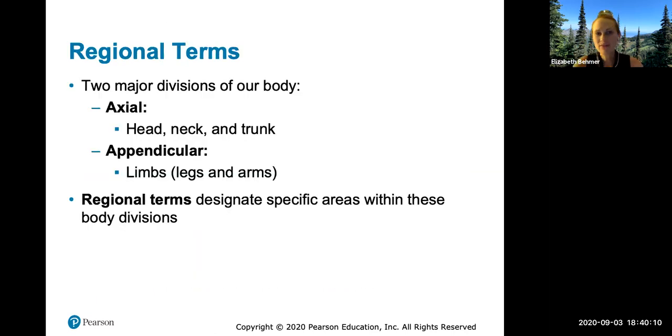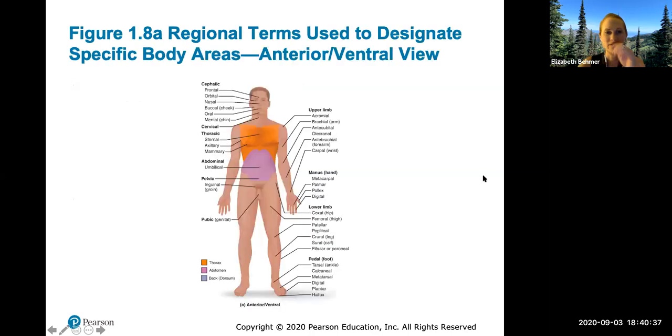Then regional terms, again, we use to describe the body as axial or appendicular. These are the two major divisions of our body, and when you took anatomy, you learned about the bones, the muscles, usually the axial ones first, and then the appendicular. So the axial is all of your head, neck, and trunk, and the appendicular are your limbs, your legs and arms. And then regional terms will designate specific areas within these body divisions.